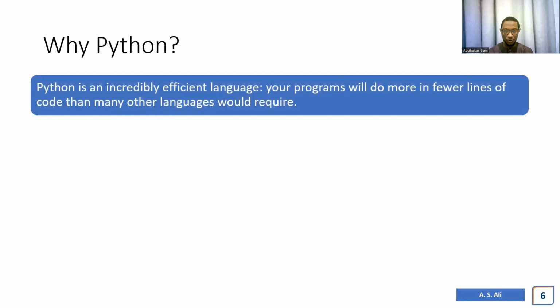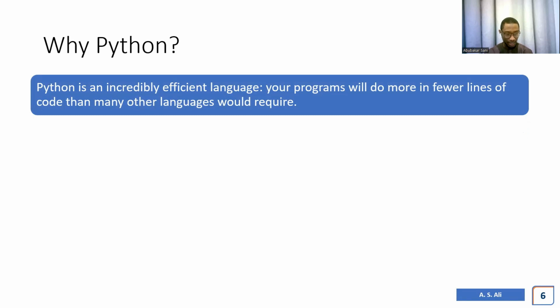Okay. Well, first of all, Python is an incredibly efficient language. So you can do a lot of things with fewer lines of code. Other languages do not provide us with this capability. Some of them, in order to do one single thing, you have to write multiple lines of code. But here, you can easily create a powerful program with few lines of code.